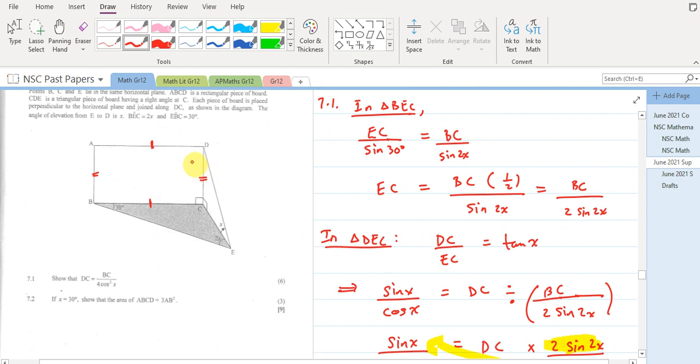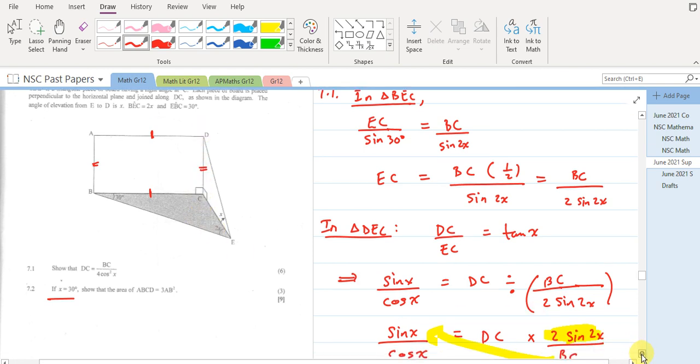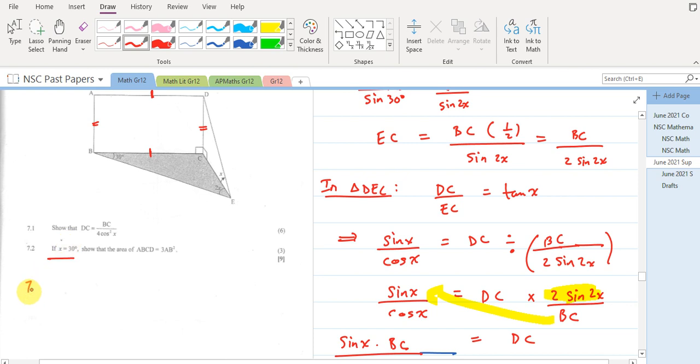So we kind of found DC in terms of BC or in terms of AD. Now if x is equal to 30 degrees, show that area of ABCD is 3 times AB squared. If x is equal to 30 degrees, now remember, if x is equal to 30 degrees, then we can find CD.